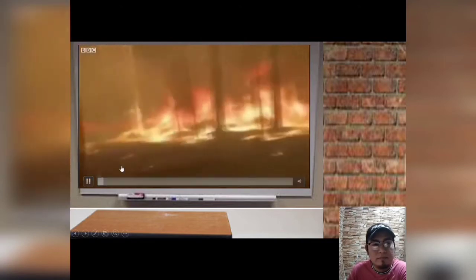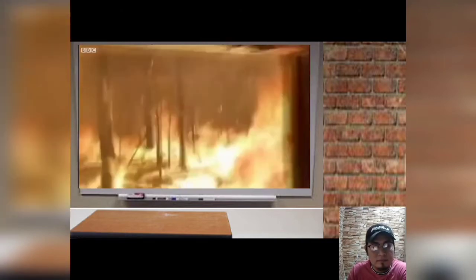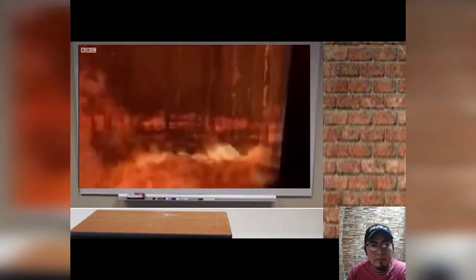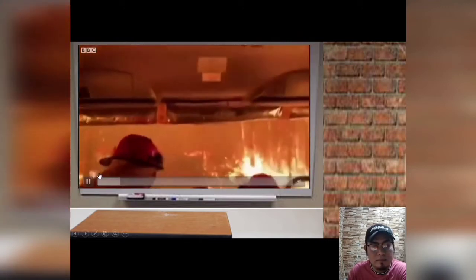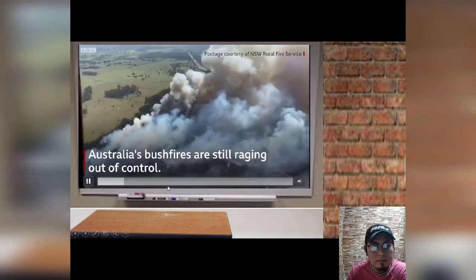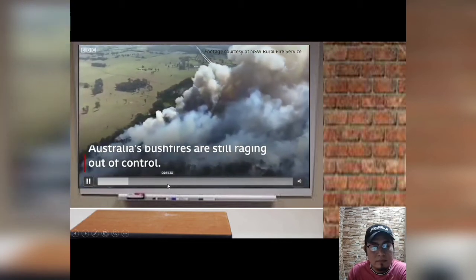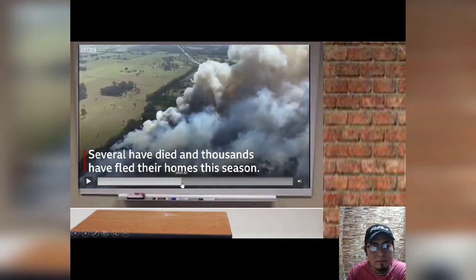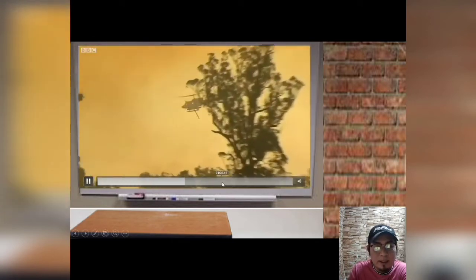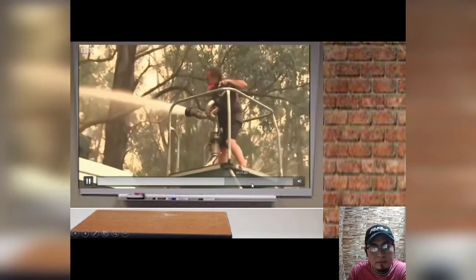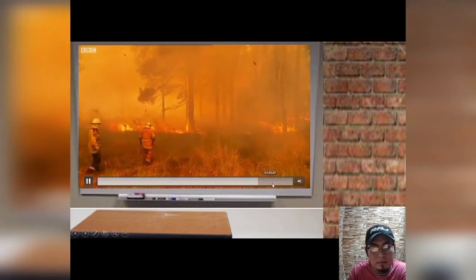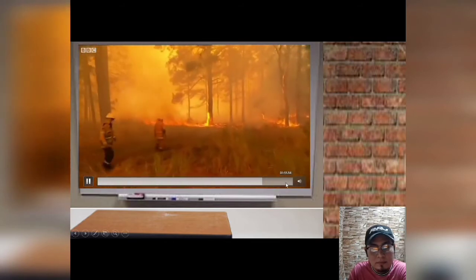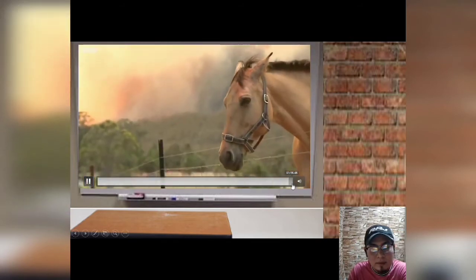People don't really understand it until you actually see it coming at you in a wall of flame. Fire came forward at us. Cars blowing up before the fire even devastated this.